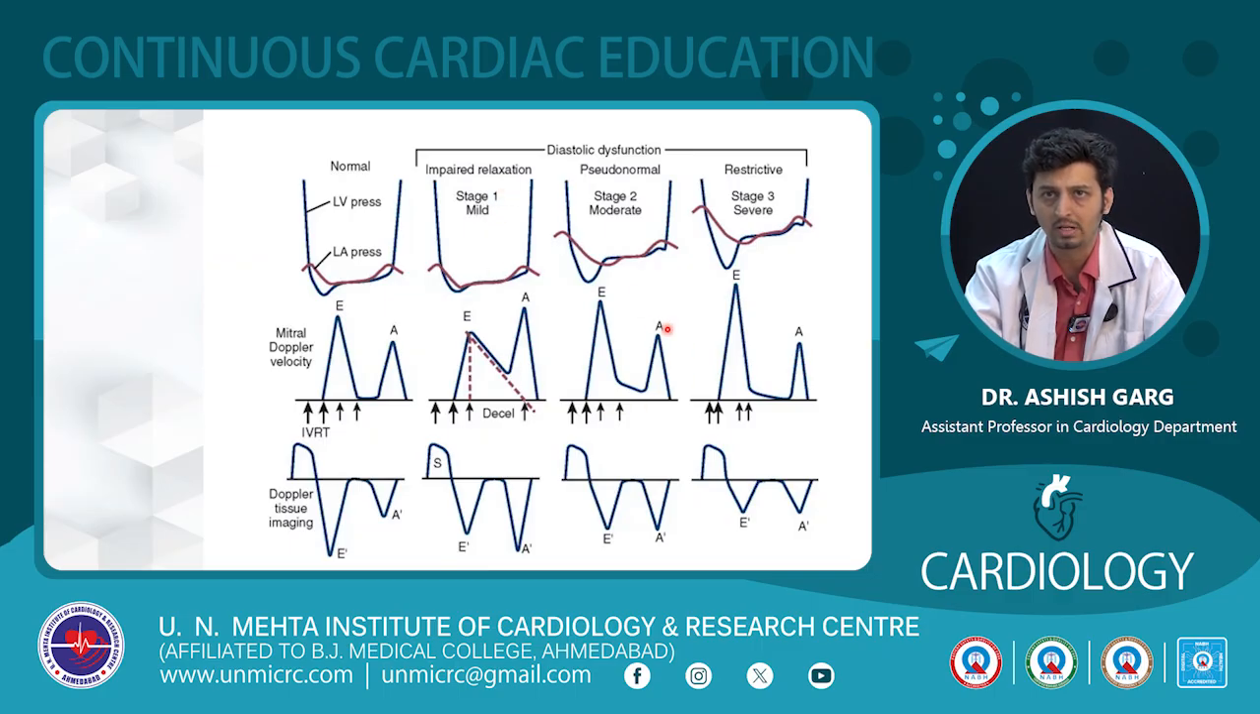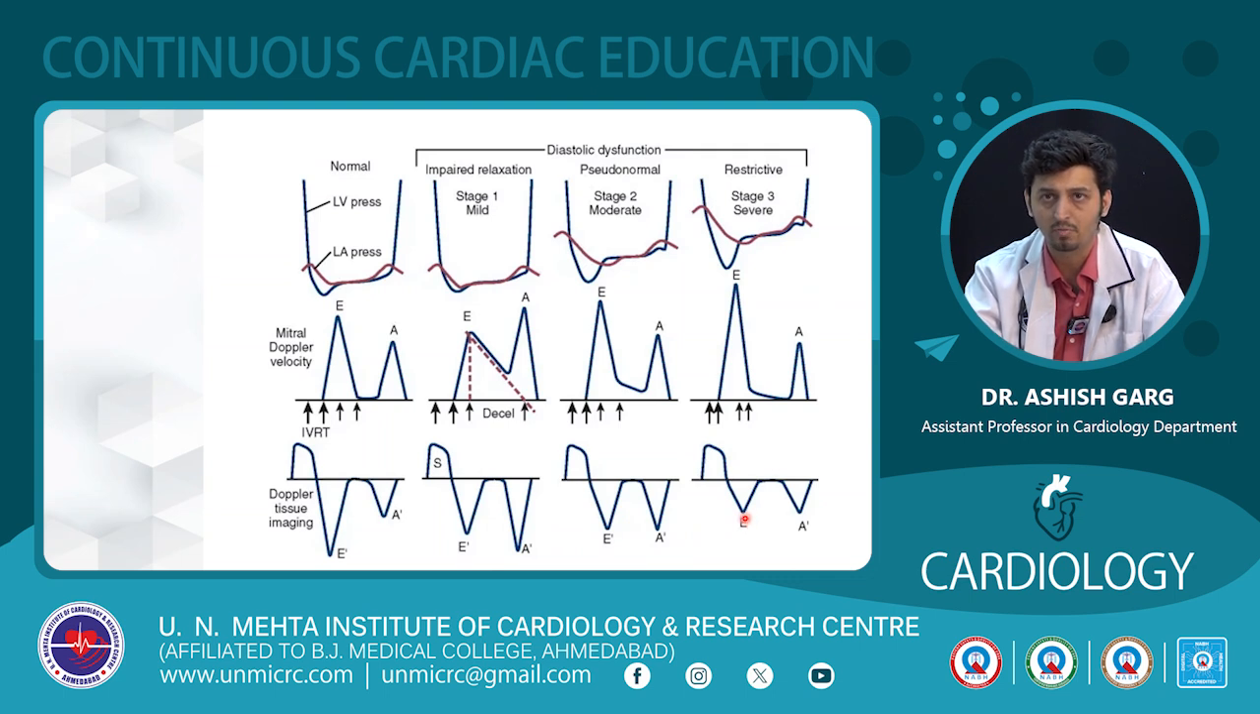Pseudonormal is called pseudonormal because, as you can see, the E wave amplitude increases and it almost resembles the normal tracing. However, you can differentiate between normal and the pseudonormal stage by making the patient undergo a Valsalva, or you can look at the tissue Doppler velocities to differentiate between normal and the pseudonormal stage. And in the restrictive stage, the E wave amplitude increases markedly in comparison to the A wave amplitude. The E prime velocity also decreases with increasing grade of diastolic dysfunction.